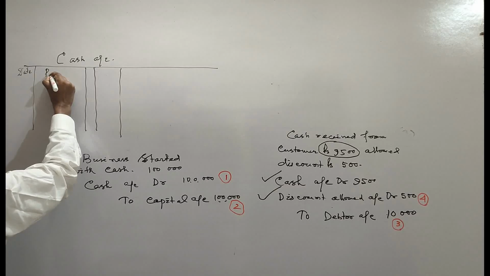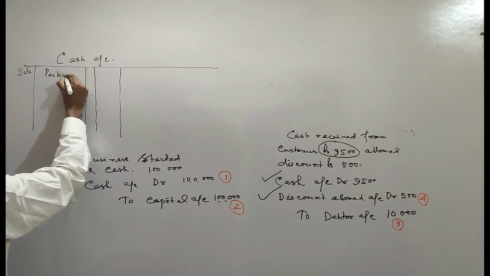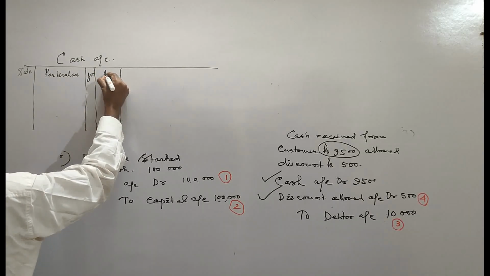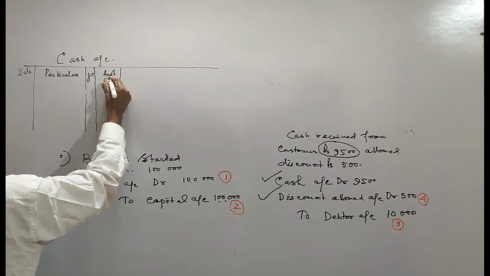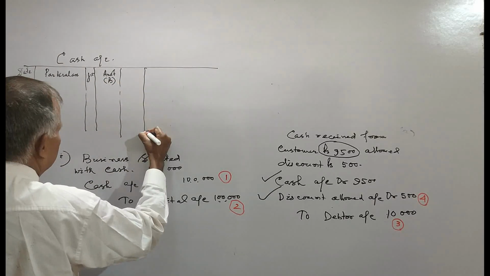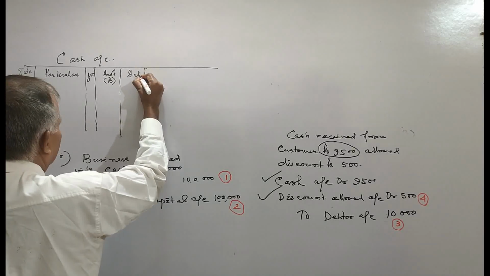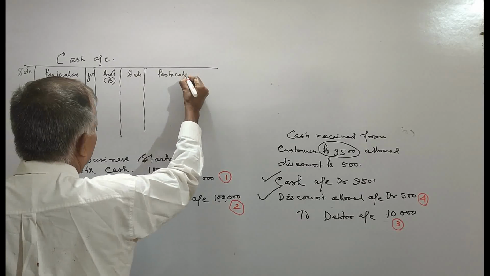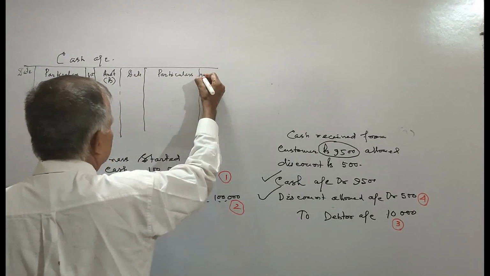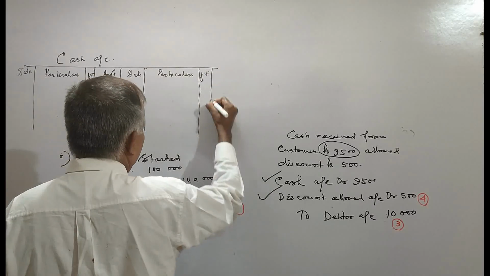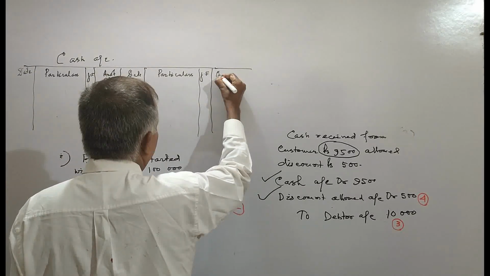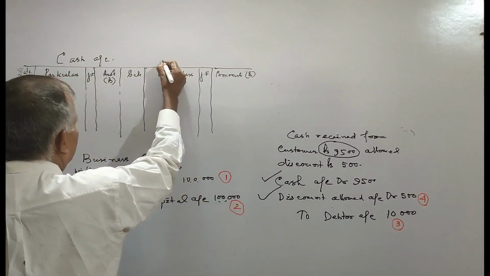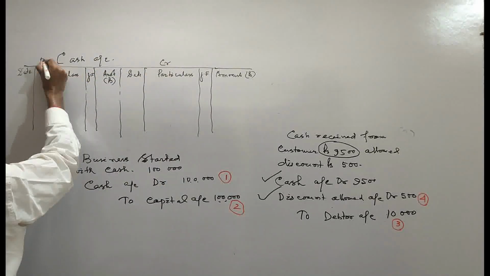This is particulars. This is journal folio. This is amount. Similarly, here also date, particulars. This is journal folio, and this is your amount. Right? This is credit and this is your debit.